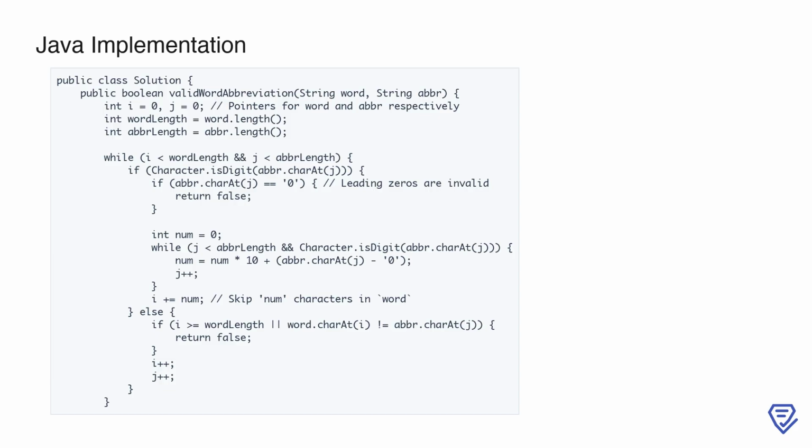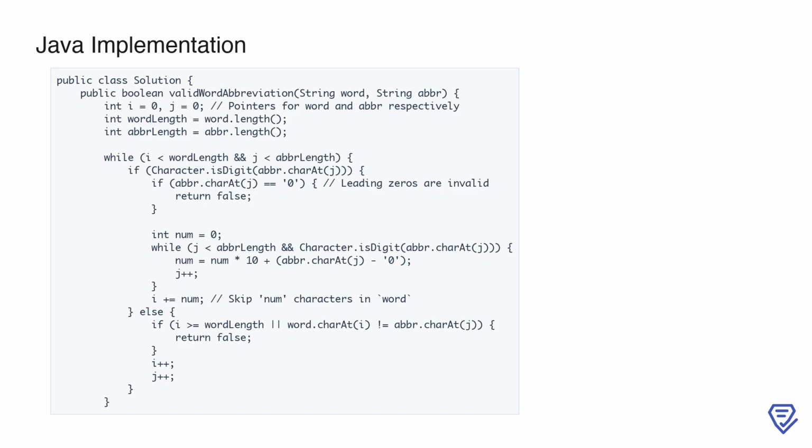Here, we begin the Java implementation of the valid word abbreviation problem by defining the validWordAbbreviation method, which takes two inputs, word and abbr. We initialize two pointers, i and j, to 0. These pointers will traverse the word and abbr strings, respectively. We also store the lengths of word and abbr for easier access.